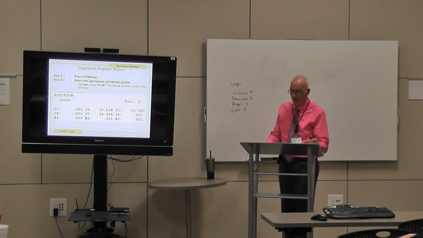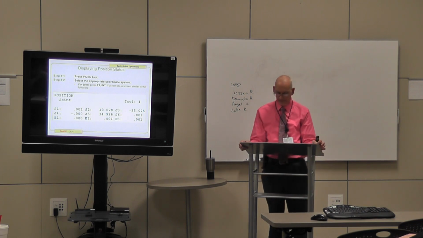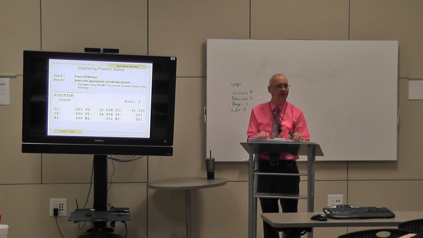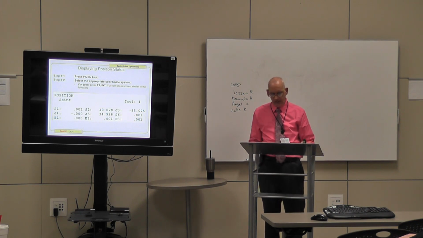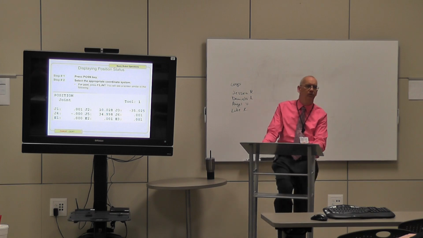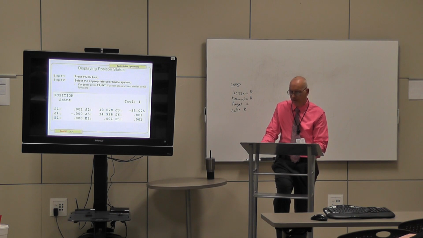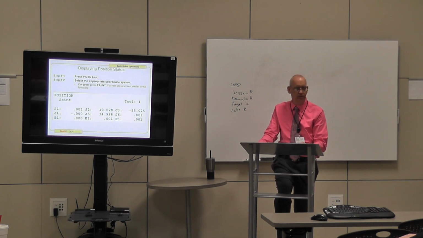Now, moving forward, this is how we get to our position key. We can press the position key, which is on the teach pendant, and this screen comes up. The next step is that we select the appropriate coordinate by using our soft key, whether it be joint, user, or world. F2 being joint, F3 being user, and F4 being world.